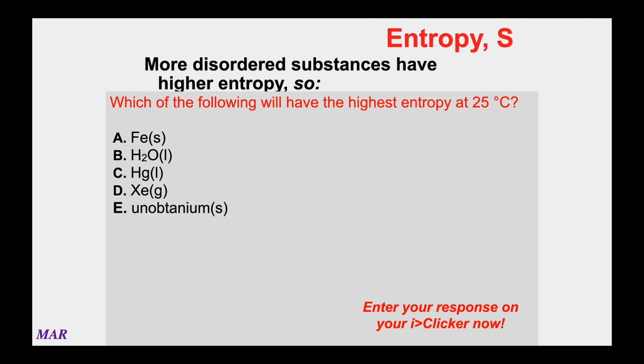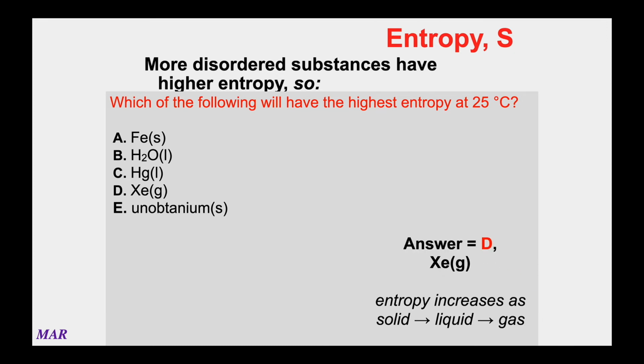Anyway, to answer this question, what we want to do really is look at the phase of matter, because remember that gases have more entropy than liquids, and liquids have more entropy than solids. And good old xenon there, xenon is a gas. Usually the phase of matter is the most important thing to consider when talking about entropy. Xenon gas has the highest entropy by far. Gases are always higher than liquids, liquids are always higher than solids.